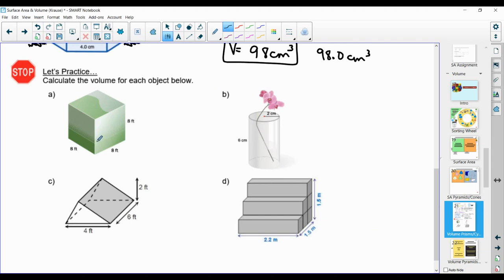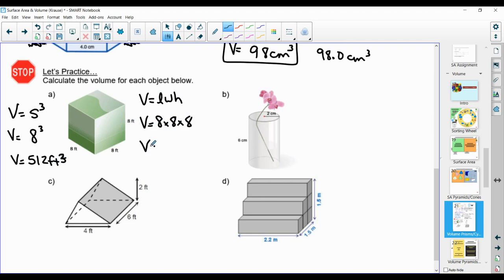All right, so this first example here is a cube. When we think about the formula for a cube, it's going to be side cubed, because all of the sides are equal. So volume equals side cubed, so volume equals 8 cubed. Volume is 512 feet squared. Or sorry, 512 feet cubed, because we're talking about volume. Now you could also look at this as just a rectangular prism, so length times width times height. Volume would be 8 times 8 times 8, which is still 8 cubed, and that gives us 512 feet cubed.